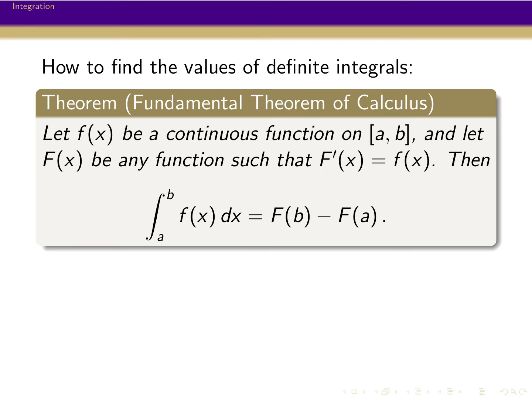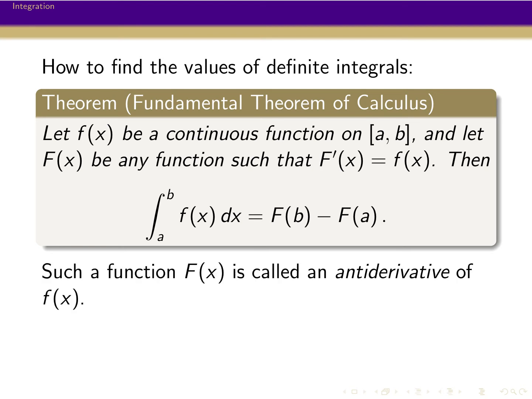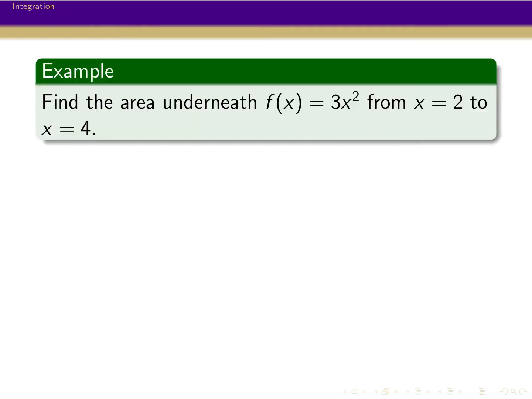So what this is saying is that to work out these area problems, all we need to do is find some function whose derivative is equal to the function we're trying to take the area underneath. Okay, and because you're undoing a derivative, these big F of x's are called the antiderivative of little f of x. Okay, so let's do an example.